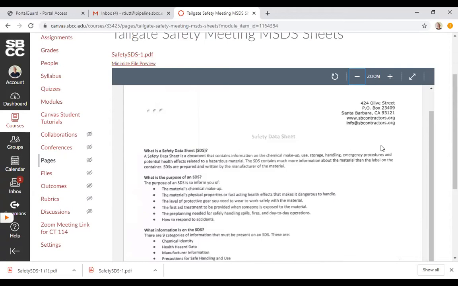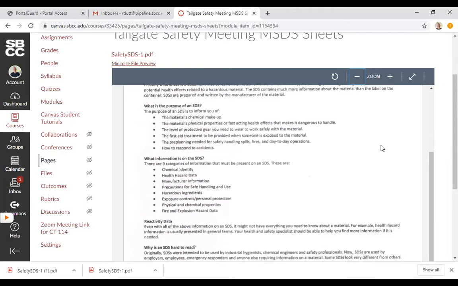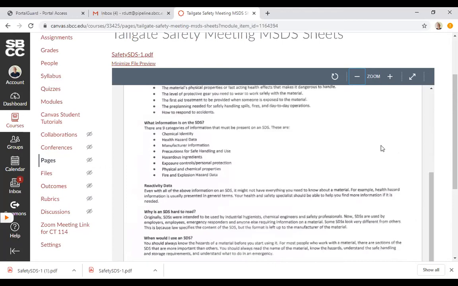What information is on the SDS? There are 9 categories of information that must be present on an SDS. These are chemical identity, health hazard data, manufacturer information, precautions for safe handling and use, hazardous ingredients, exposure controls and personal protection, physical and chemical properties, and fire and explosion hazard data. Okay, John. Reactivity data.